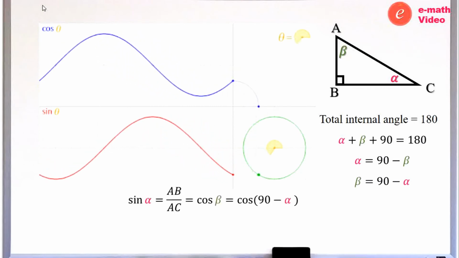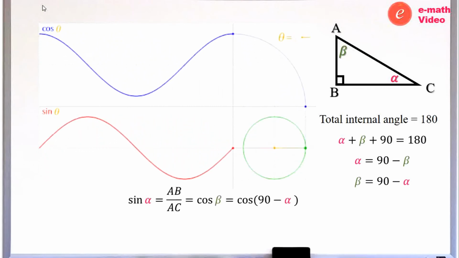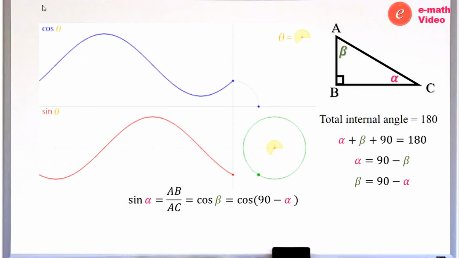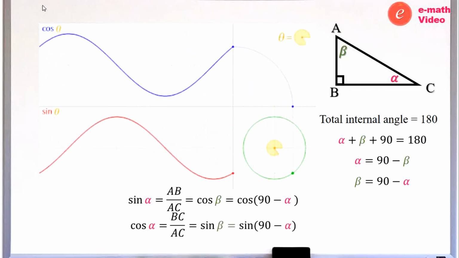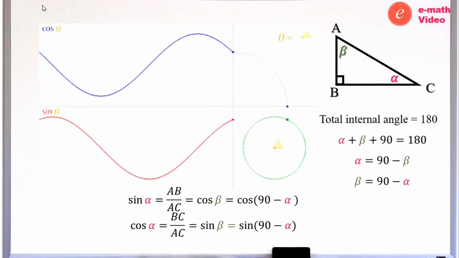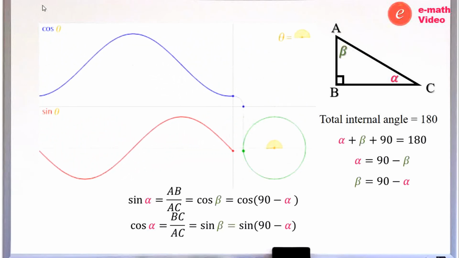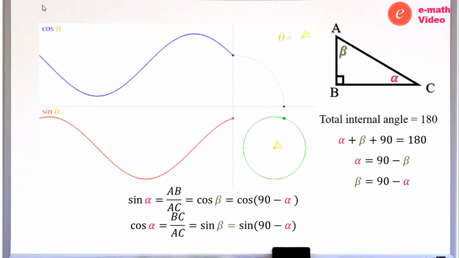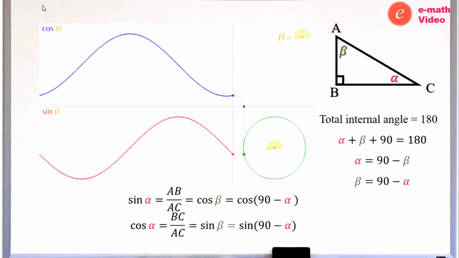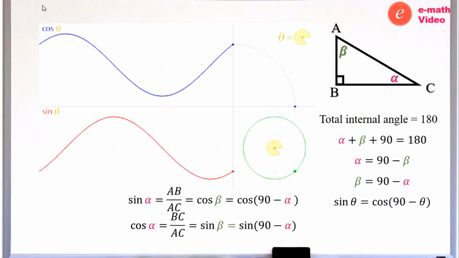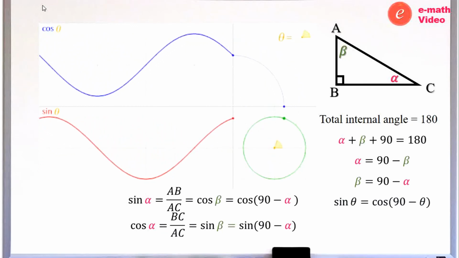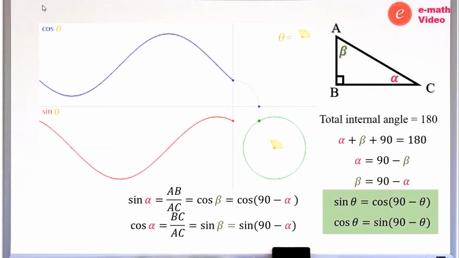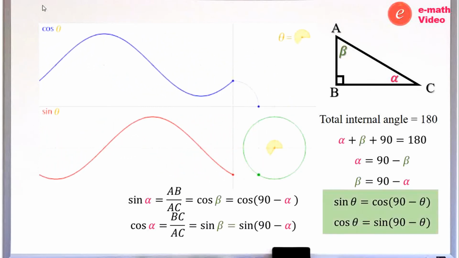We know that sine alpha equals to AB over AC, which is equals to cos beta. And beta is 90 minus alpha. While cos alpha equals to BC over AC, which is the same as sine beta, and equals to sine 90 minus alpha. The concept here is, sine theta is equals to cos 90 minus theta, while cos theta equals to sine 90 minus theta. This is a very important concept for later.